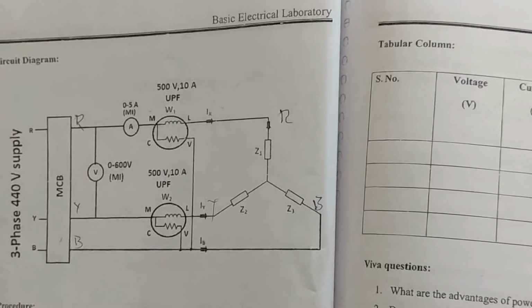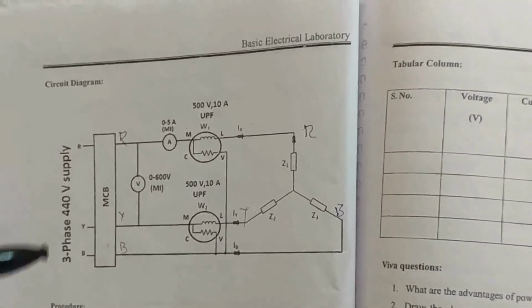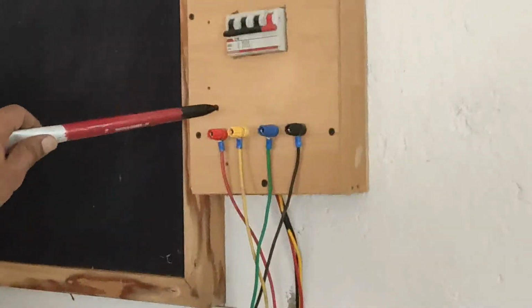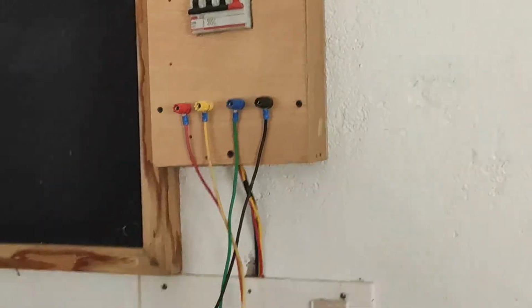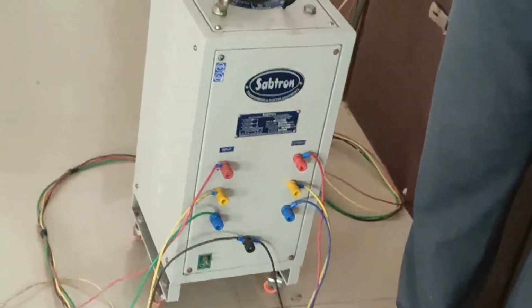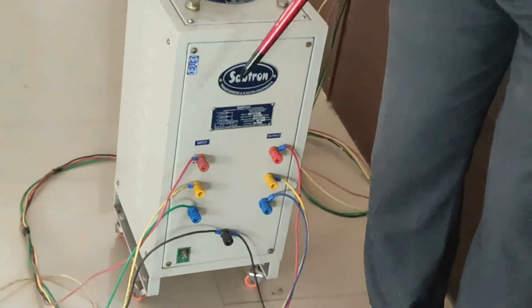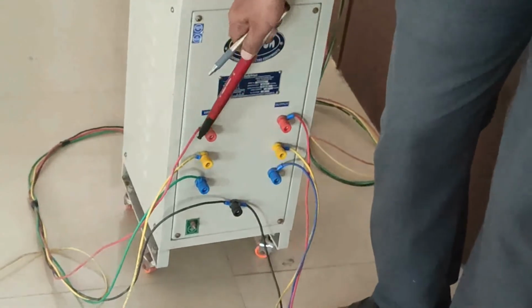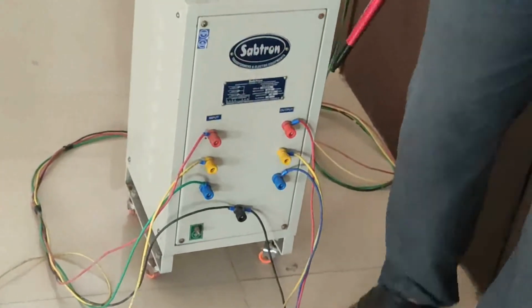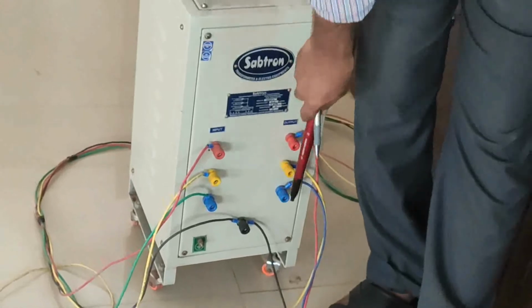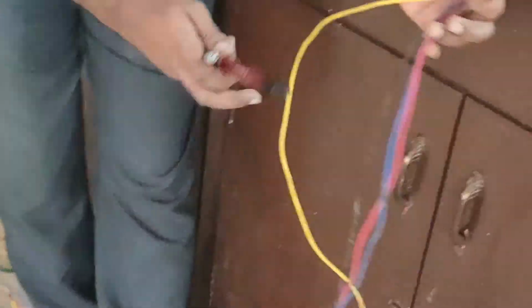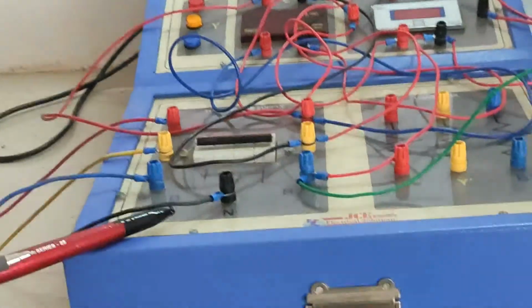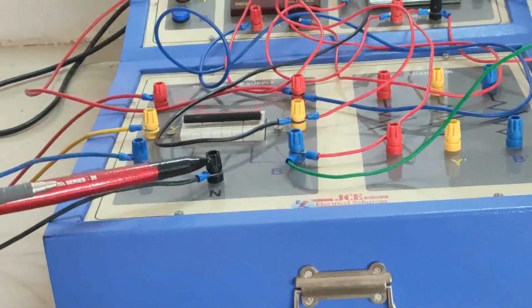Let's see how the experiment is going to be conducted. This is the three-phase supply, R, Y, B and neutral. From the three-phase supply we connect to the auto transformer, which we can vary from 0 to 440 volts. These are the input terminals, four terminals taken from the main supply. These are the output terminals of the auto transformer, R, Y, B and neutral. These four terminals are connected to the input of the kit.